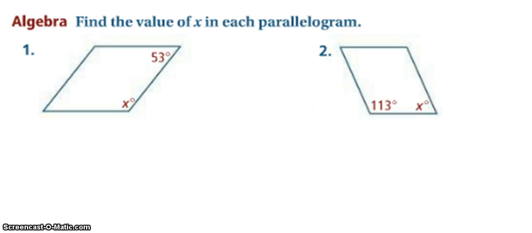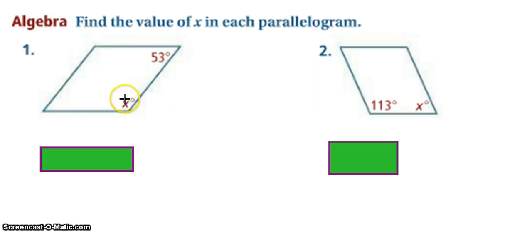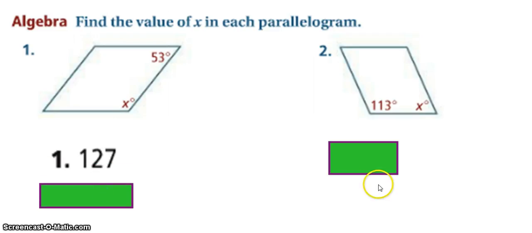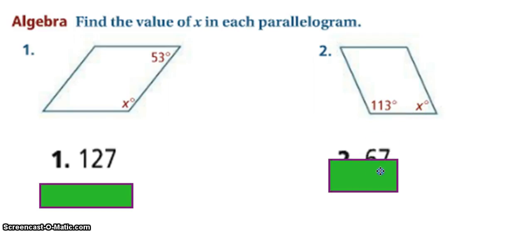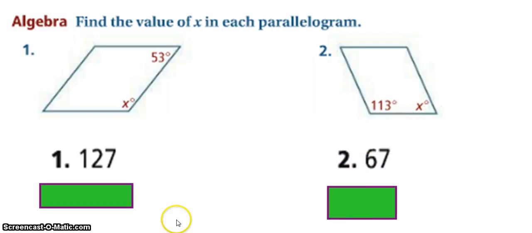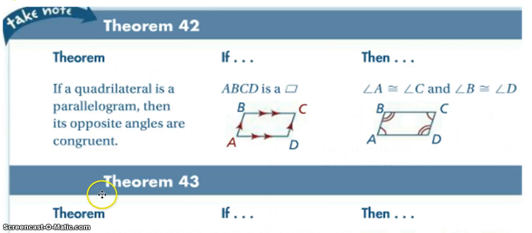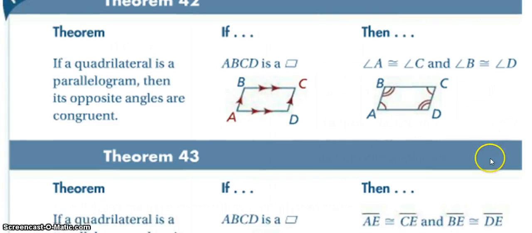Pause the video and try to quickly solve 1 and 2. I want to challenge you to not use a calculator. This is math that should be mental math for you at this point. So we have consecutive angles and the pair must be supplementary. So the supplement of 53 degrees we know is 127 degrees. And then for x over here, it has to have a supplement with 113. So what would add up to 180? That would be 67. Theorem 42 is just showing you that our opposite angles are congruent, like I've already discussed.